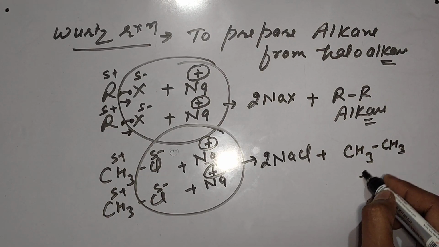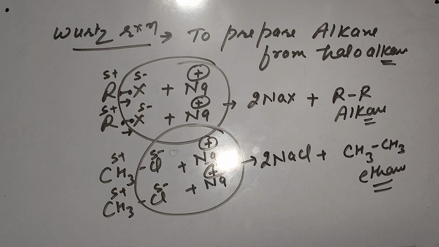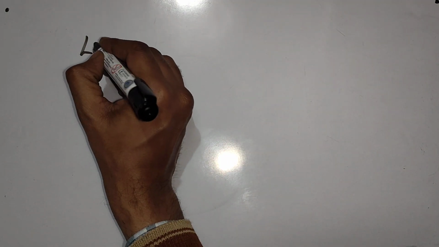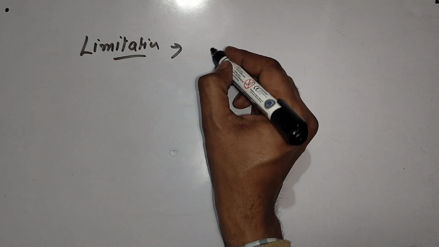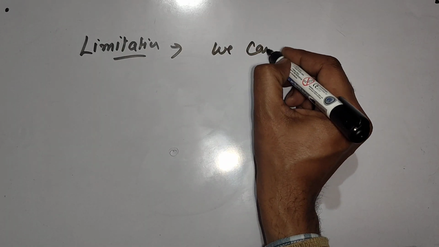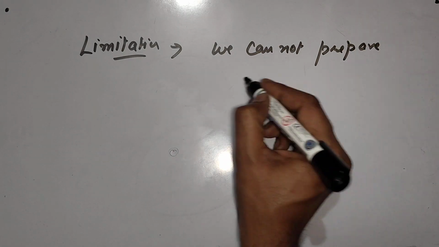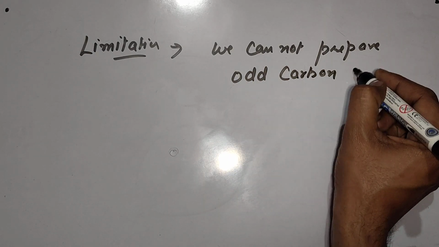CH3 will generate ethane. In this fashion you can use Wood's reaction. Now what is the limitation of Wood's reaction? The limitation is we cannot prepare odd carbon alkanes.